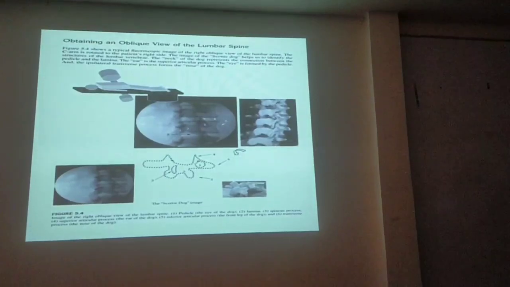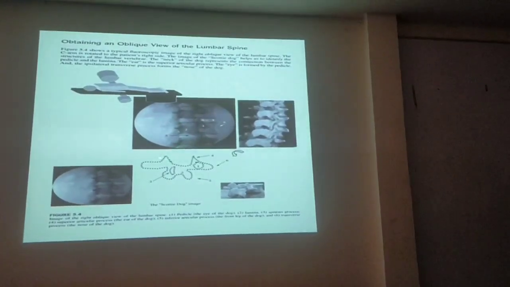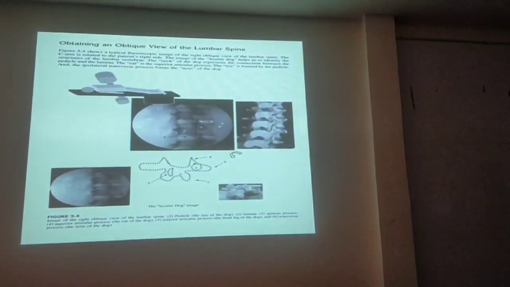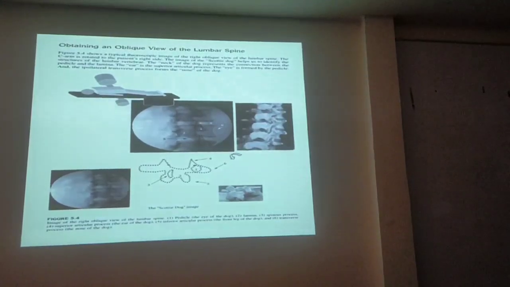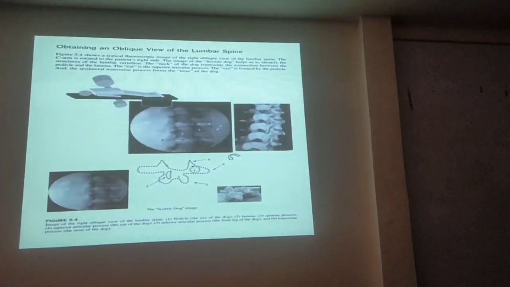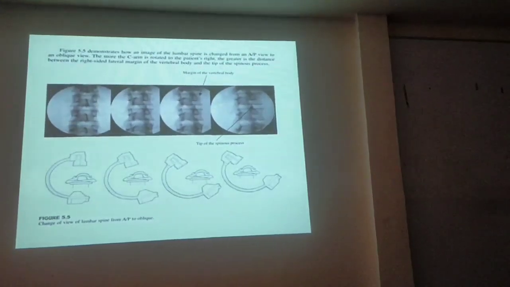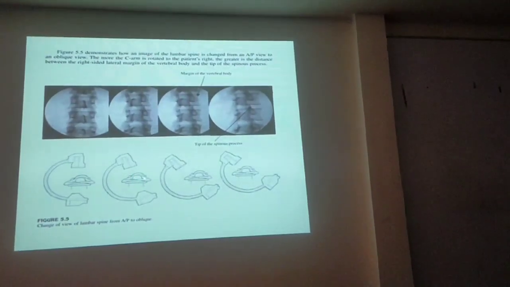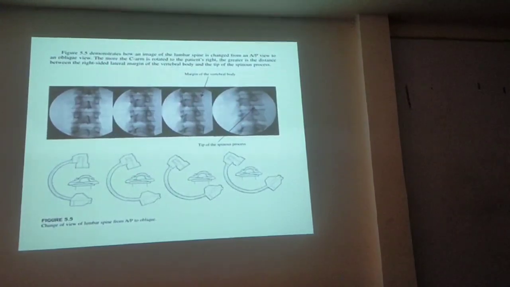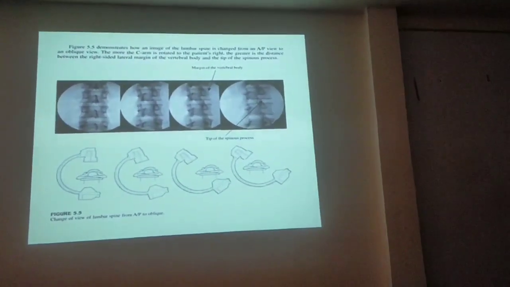Let's come to the oblique view. So this is your classic Scotty dog appearance. You see it on an oblique view of the lumbar spine. So I'll go to the next slide once so you can appreciate it better. So this is like your true AP. This is a 10 degree oblique, 20 degree and 30 degree, for example.